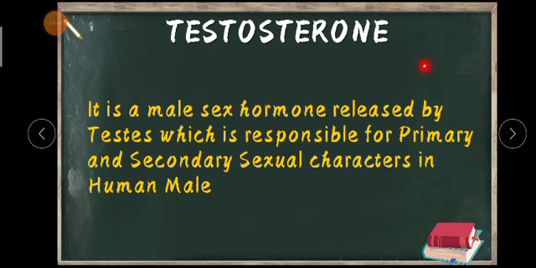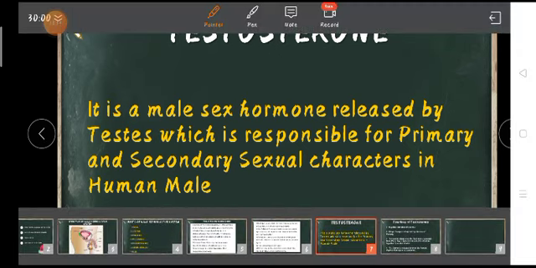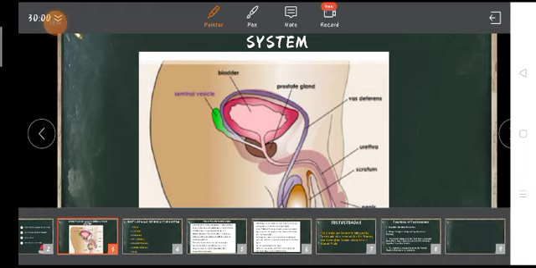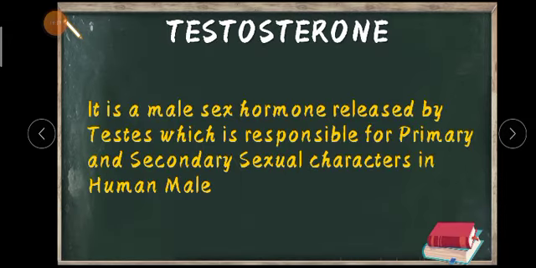What are the primary sexual characters? Primary sexual characters are the development of the testes and development of the penis. These are primary sexual characters, as I already told you in our earlier classes. Secondary sexual characters are like the growth of beard, then growth of chest hair, then growth of broad shoulders. These are secondary sexual characters in male.